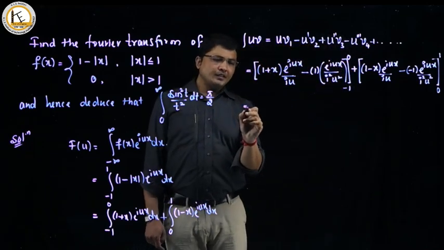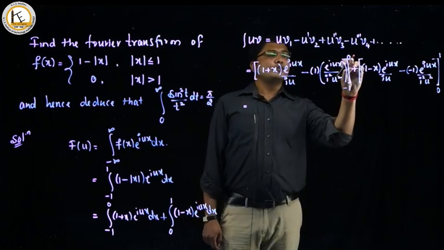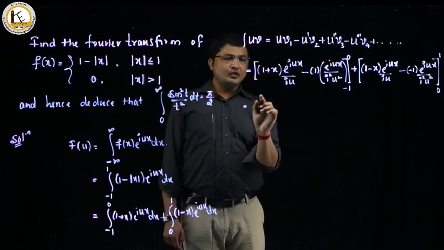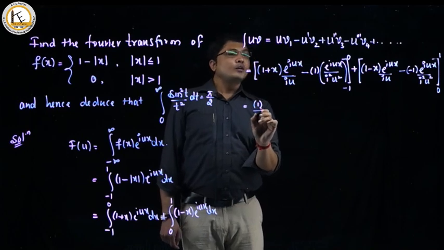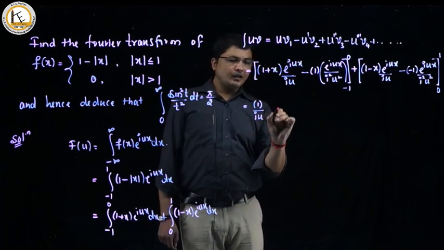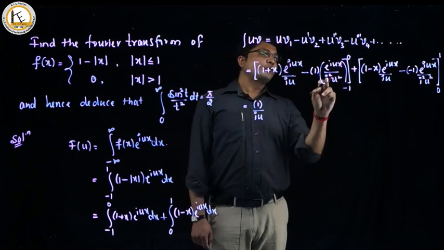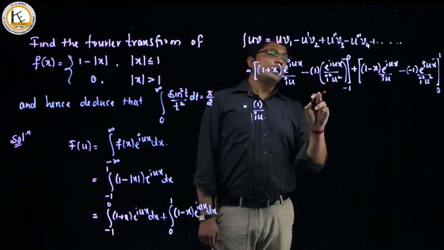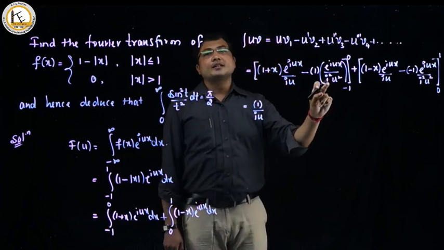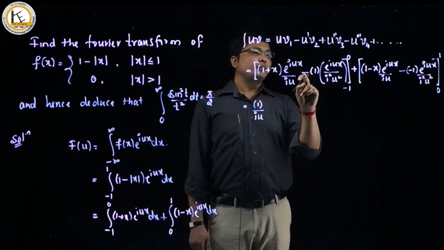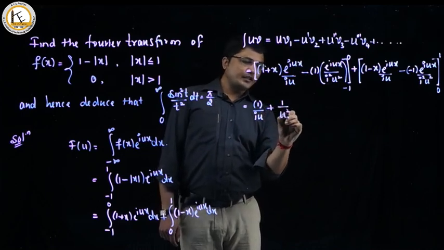Now simplifying, applying the limits for these terms. First applying the upper limit 0. So 1 plus 0 will be 1 here, into e raised to 0 will be 1, remaining is 1 by iu. And here again applying the upper limit 0, e raised to 0 will be 1. And since we know that i square is minus 1, minus into minus becomes plus, and that becomes 1 divided by u square.